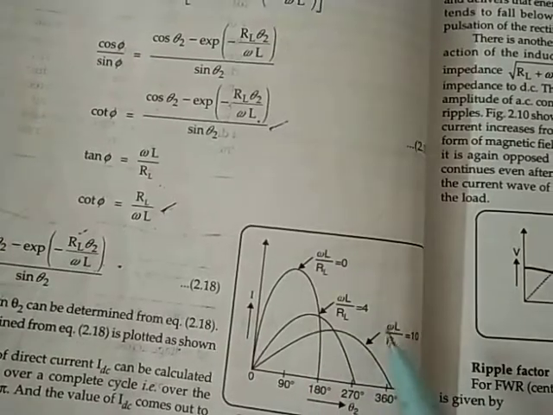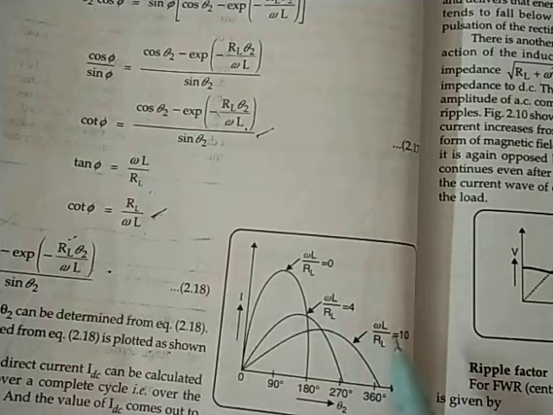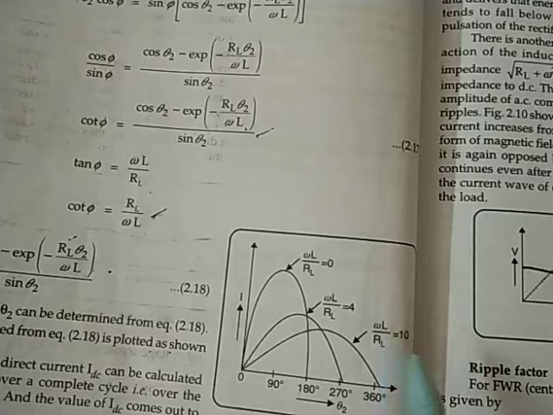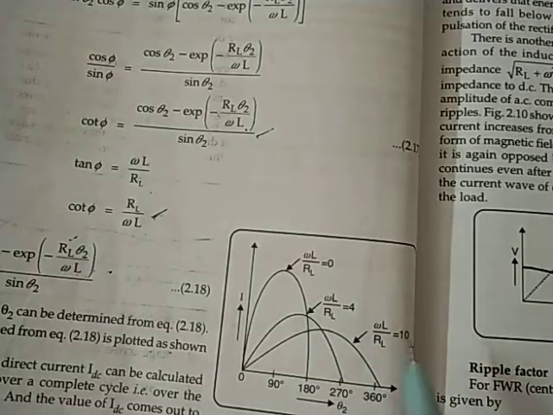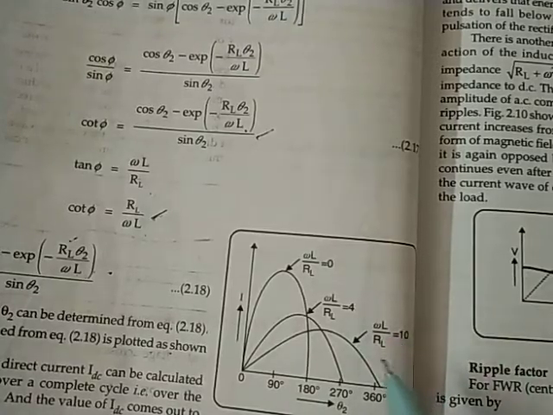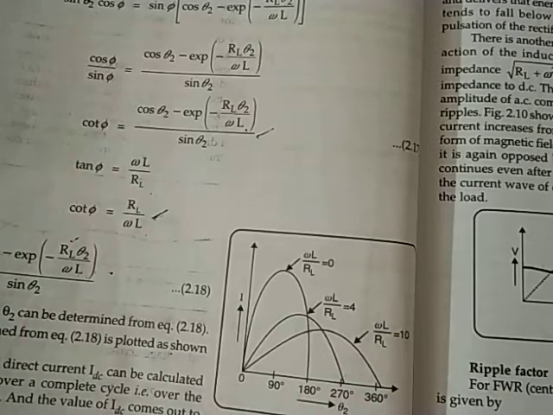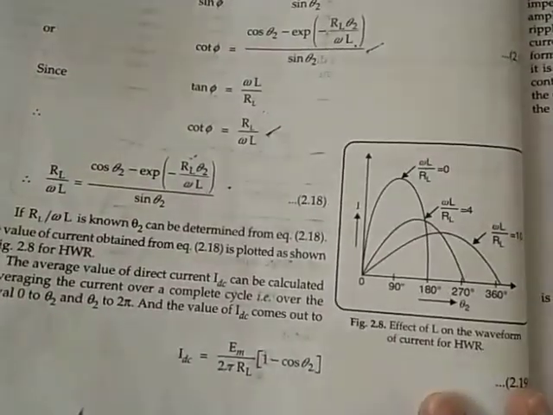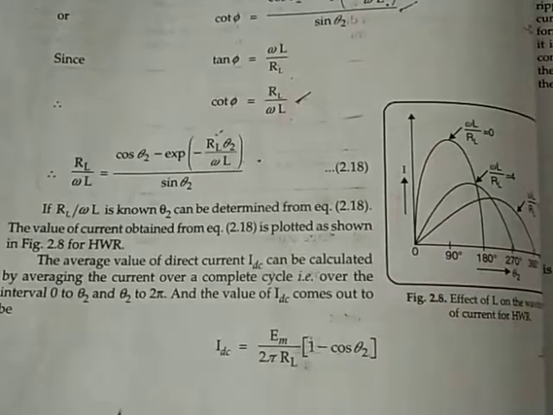At more values of L, you can see that the denominator is the same and only the numerator is rising. This is a 4-fold rise, and this is a 10-fold rise. So if omega L upon RL is 10, then it can even approach more than 360 degrees. So this is the basic principle of the series inductor filter.